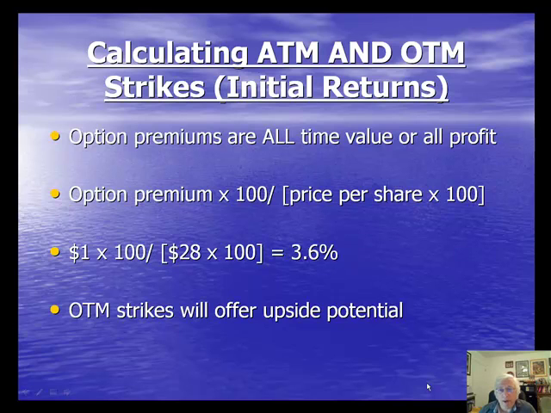Now, out-of-the-money strike prices, like this one, also will offer you upside potential. In other words, you can make additional profit if the price of the stock moves from 28 to 30 or higher. You can make up to an additional $2 per share. At-the-money strikes, the 30 and 30, offer you no upside potential and no downside protection of the option profit, but it does give you the highest initial return, as you'll see in a later slide.